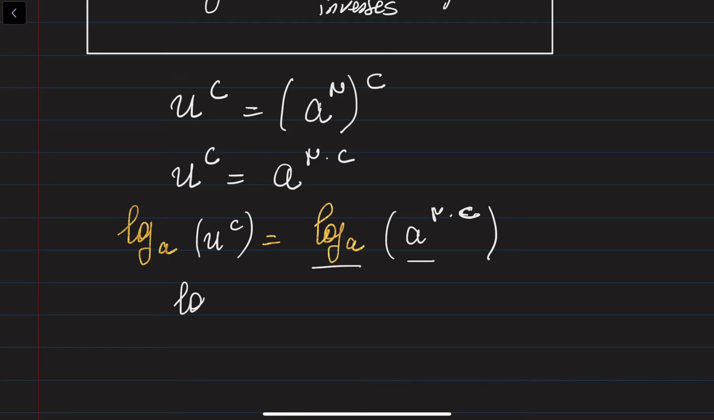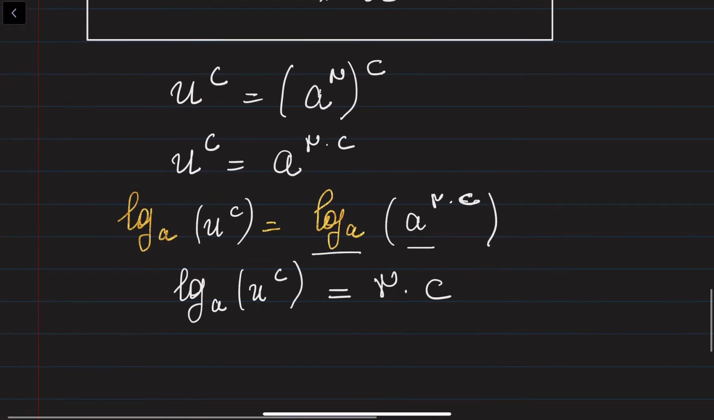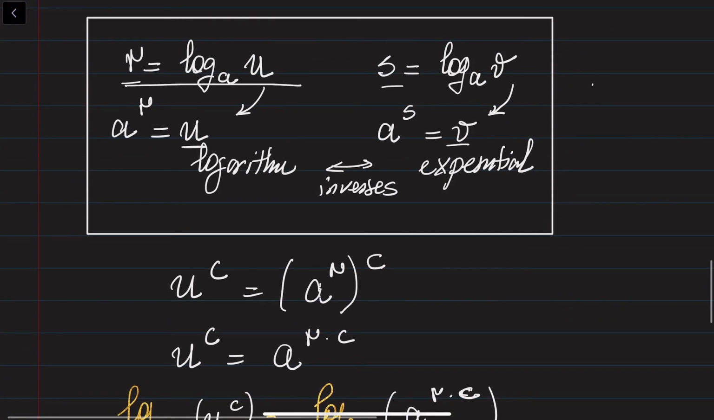So it's going to be the logarithm of base a of u to the power of c is equal to, so this log and this log are going to be canceled out, r times c. At the same time, I know that r is defined as the logarithm of base a of u, right?